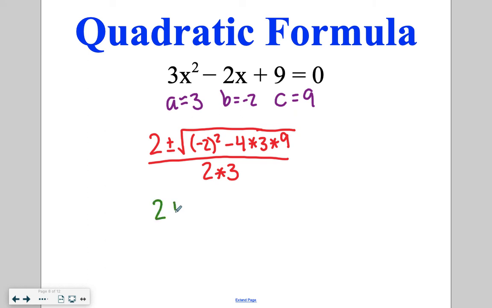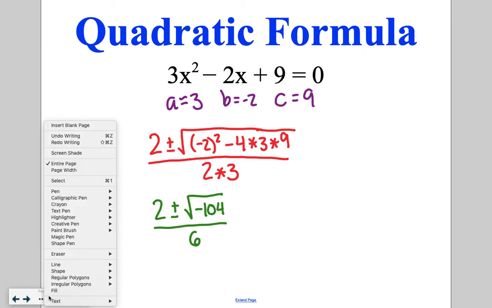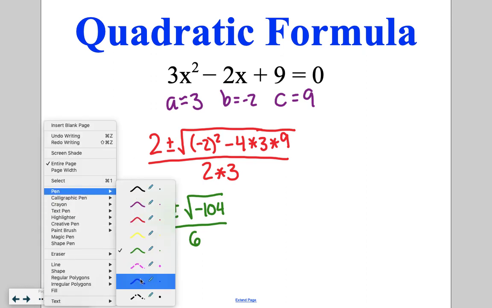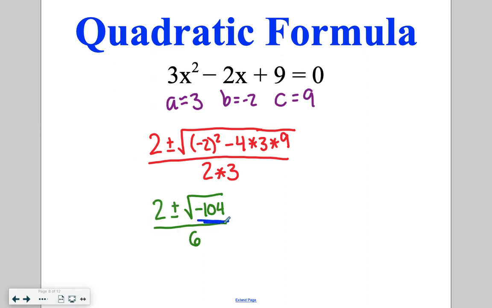So we got 2 plus or minus the square root. And when you solve this, you get negative 104 over 6. When you end up with a negative inside the square root, that is going to tell you that this is a no real solutions problem, or 0 real solutions, because you cannot take the square root of a negative number.